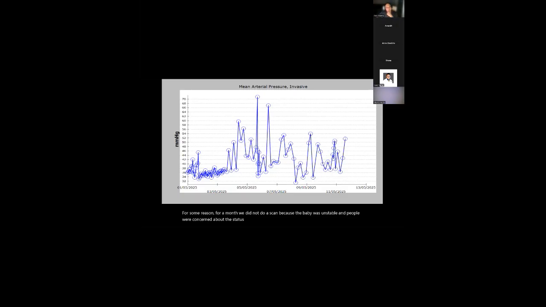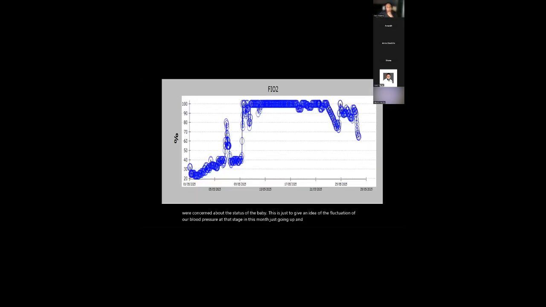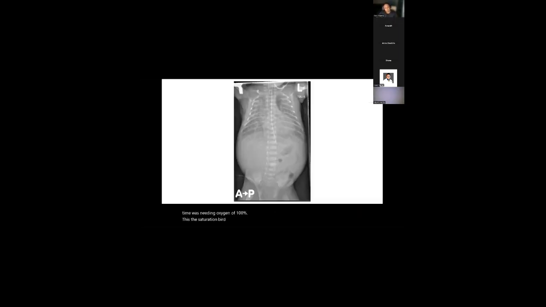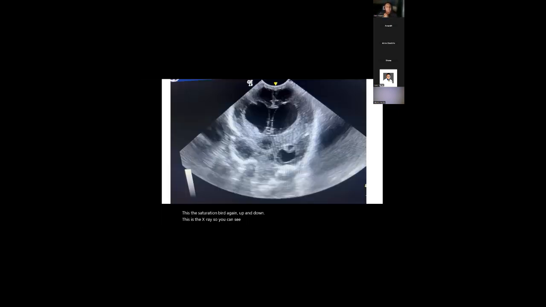This is just to give an idea of the fluctuation of the blood pressure in this month. You see it just going up and down. Most of the time the baby needed oxygen of 100%. The saturations were again up and down. This is the X-ray. And then we did a scan, and we were surprised by the size of the ventricles.